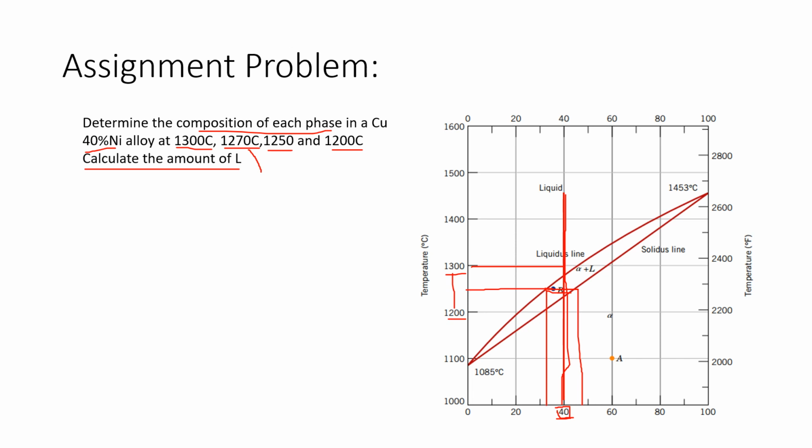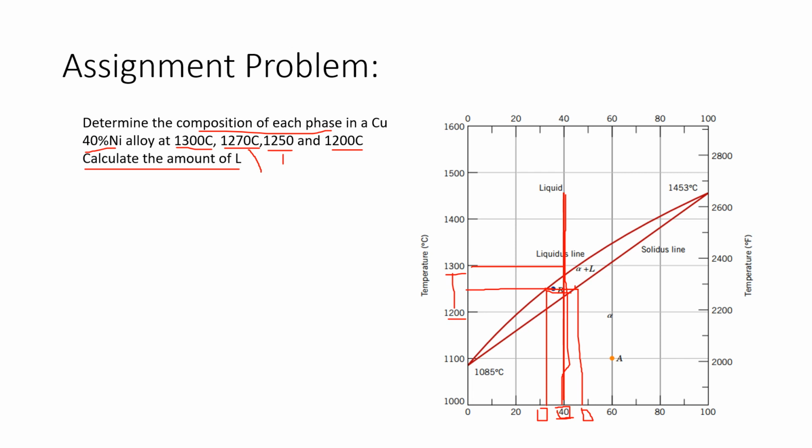Draw a horizontal line. From that horizontal, which touches the boundaries of the liquidus and solidus line, draw vertical lines. Find out the composition below those vertical points. One will be Cl, which is crossing the liquidus line. The other will be C alpha, which crosses the solidus line. And now find out the Wl and W alpha. That will be the composition at 1270 degrees centigrade.